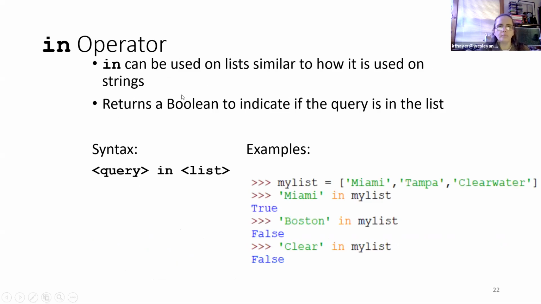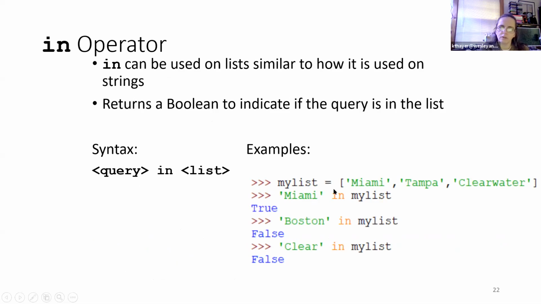The in operator can be used on lists similar to how it's used on strings. It's going to return a Boolean to indicate if the query is in the list. So we're going to set this up like this: we have a some query in the list. For example, here is a list of some cities, and we ask the question, is the string Miami in my list? And it comes back true because it's right here.